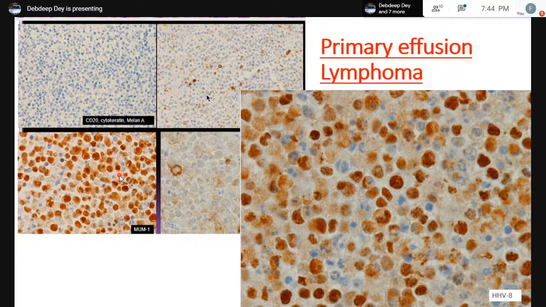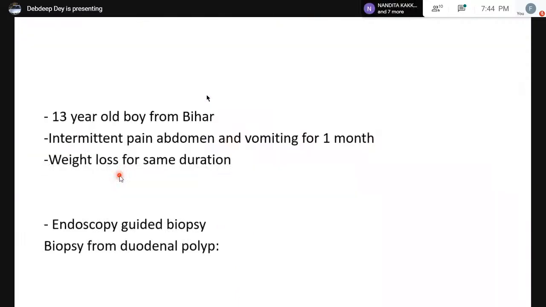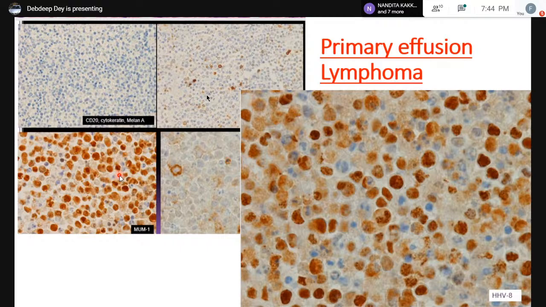Now this is also one of the lymphomas which is unsuspected clinically, and therefore may cause a problem with diagnosis. So you have to keep in mind that this is a type of lymphoma which can occur in cavitary effusions, and use markers to arrive at a diagnosis.